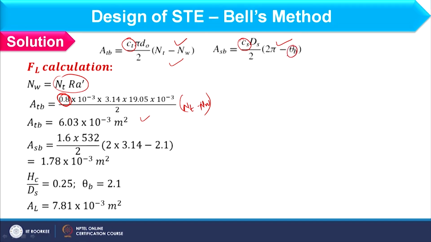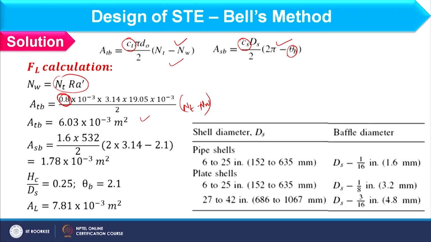So, how can I obtain CS? CS will depend on the shell dia. If you see in this problem the shell dia is 532, so it will fall in this range and in this range also. But I have told you, if I have the choice between pipe shell and plate shell, I should choose pipe shell, okay. So, depending upon the shell dia we can consider CS as 1.6, as you can see here.